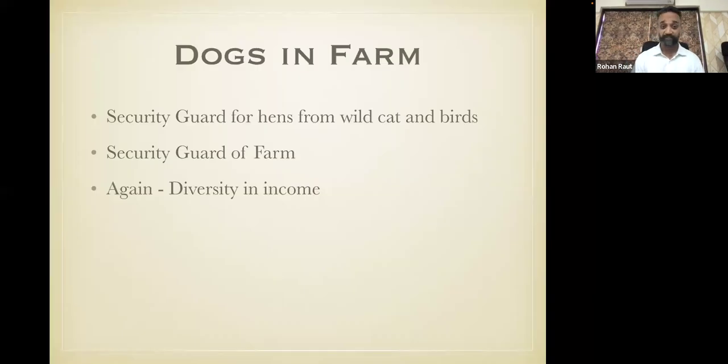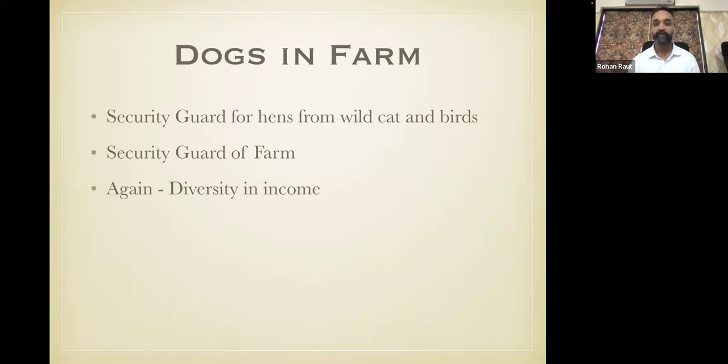Dogs integration. As I had hens and chickens on my farm, there was a problem of wildcats and birds. One bird killed one of my 4 kg male birds. It was a predatory bird. So after that, I decided to have dogs on my farm. They took care of the wild cats and the predatory birds.